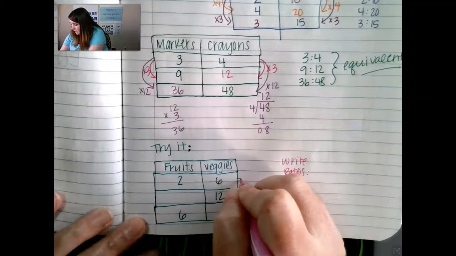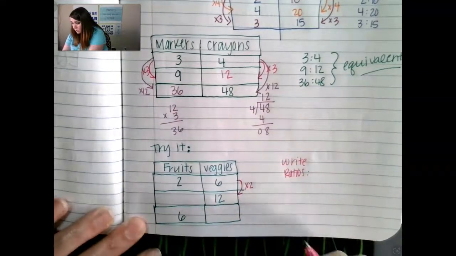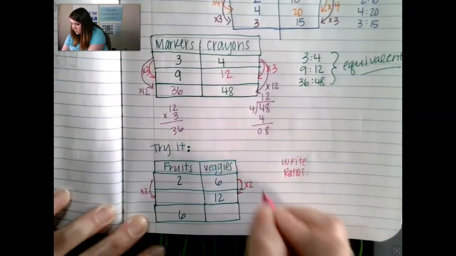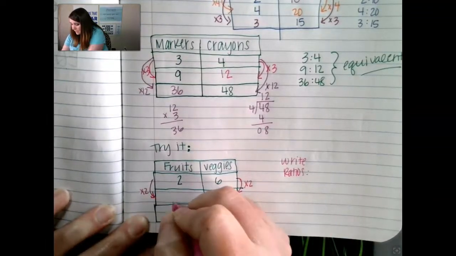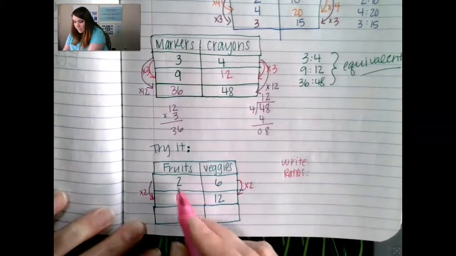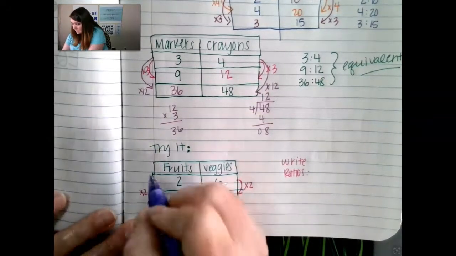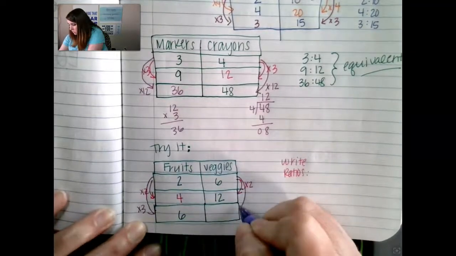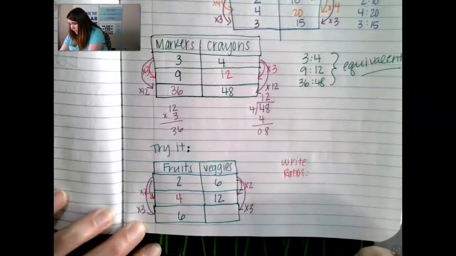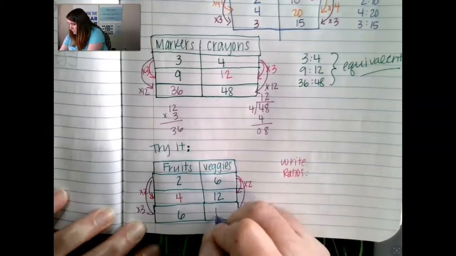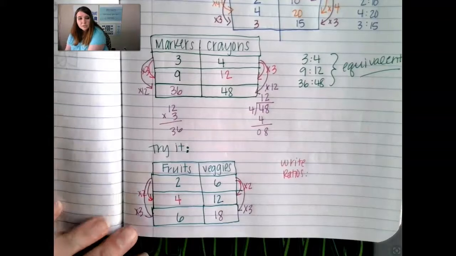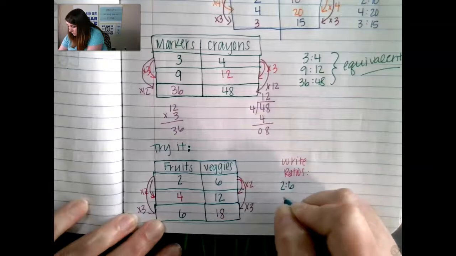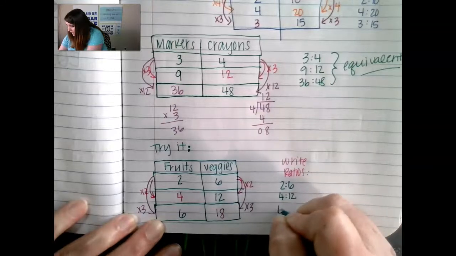All right, 6 times 2 gets me to 12, so I need to do 2 times 2 to make it equivalent, and that gives me 4. On this side, I have the 6 filled in, so I'm going to go from 2 to 6, and that's times 3. So over here, I need to multiply times 3. So 6 times 3 gives me 18. My equivalent ratios that I now get from this ratio table are 2 to 6, 4 to 12, and 6 to 18.